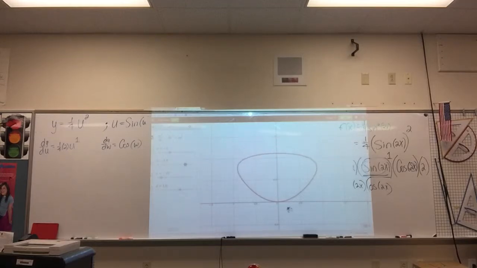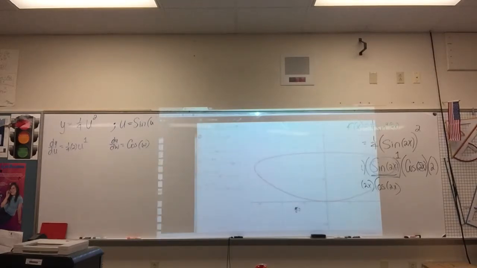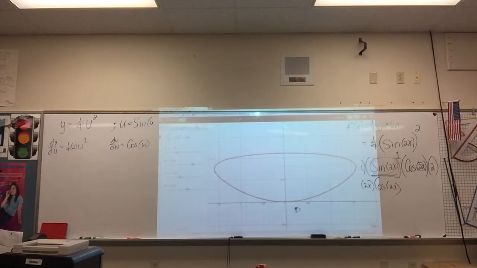If you play with the coefficients here, you get lots of fun stuff. Okay? And so this is the function. Me too. So anyway, okay. Just take it. All right. I want.